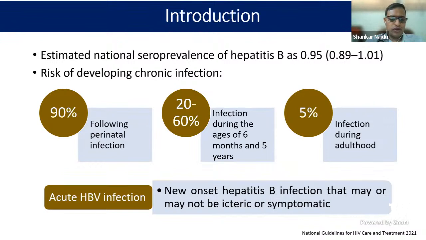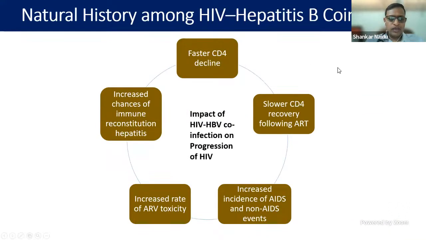So acute hepatitis B infection is usually symptomatic with prodromal symptoms of fever, malaise, followed by development of jaundice and other symptoms related to hepatic dysfunction. However, a significant proportion of patients can be asymptomatic and may be undetected. So why it is important to understand this co-infection is that both hepatitis and HIV have a two-way relation with respect to the disease progression. So HIV affects the progression of hepatitis B, and hepatitis B infection affects the progression of HIV.